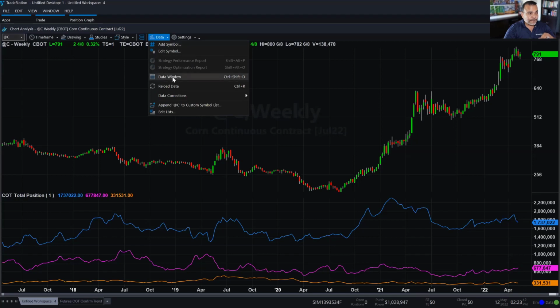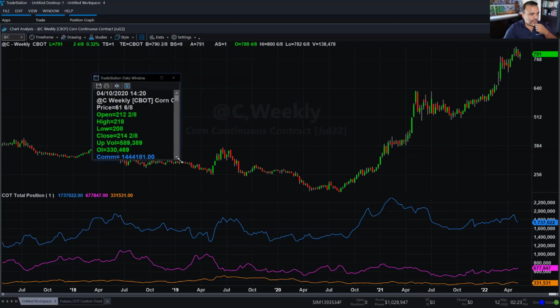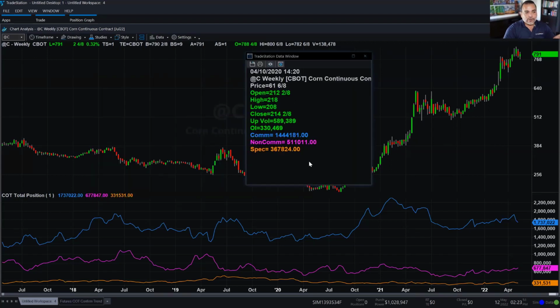If you want to have a fixed window telling you which one's which, we can go to the data window. That's in the data menu at the top of the chart, and it's right here. I made the data window font a little bit bigger so that you could see the information inside of it. Notice that it labels the blue as commercials, the magenta as non-commercials, and the orange as speculators. So what this is telling you, as we said at the very beginning of the presentation, is total position.